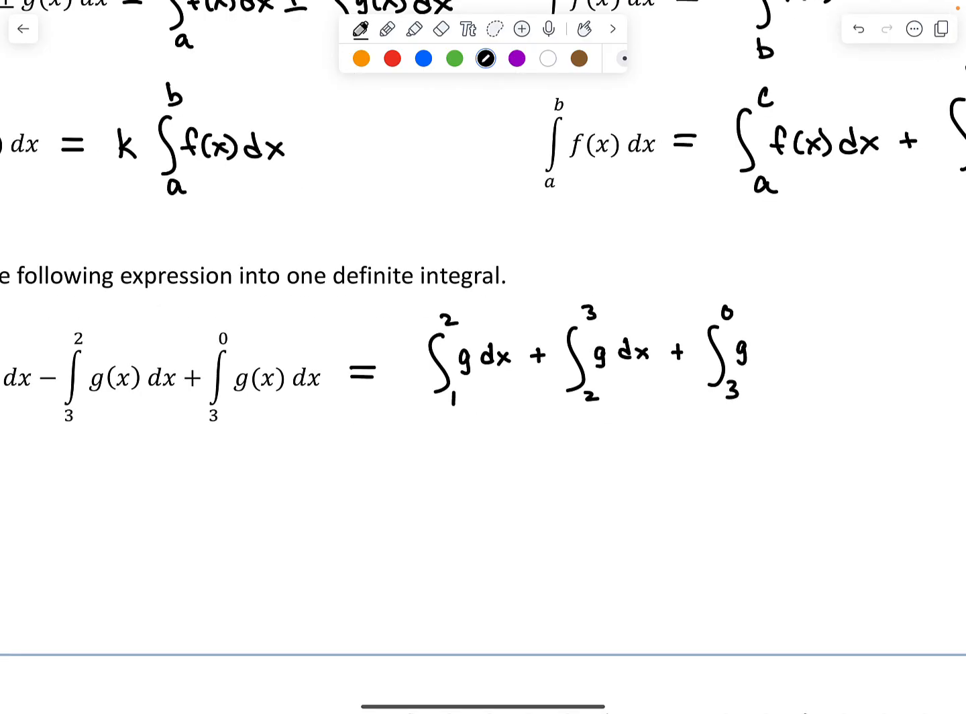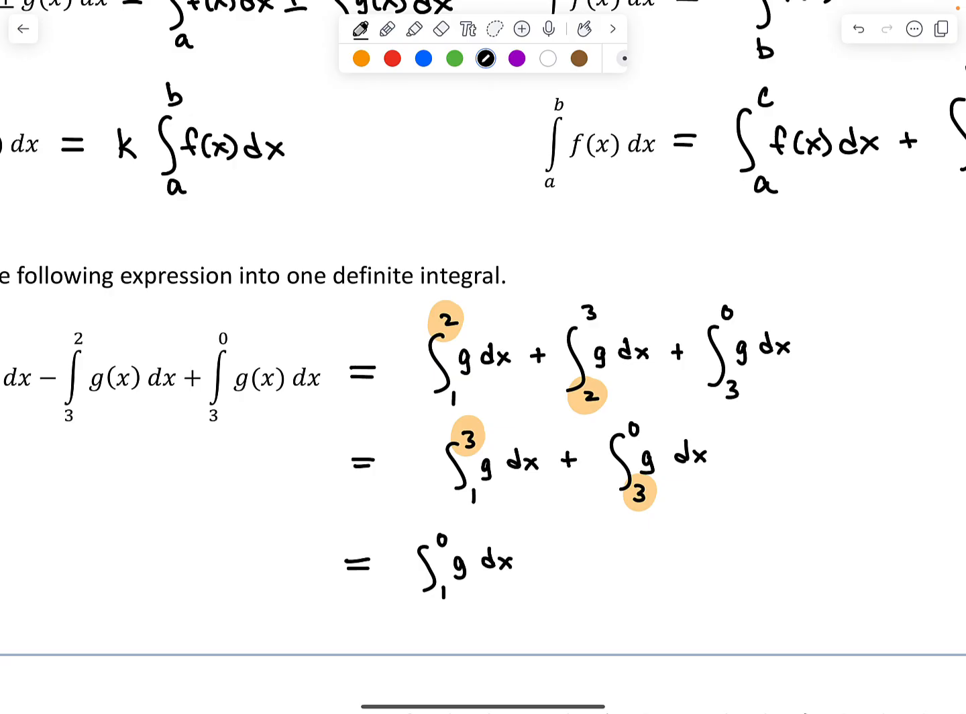and then we have the third integral from 3 to 0 of g. Well, looking at the first two, the first one ends at 2 and the second starts at 2, so I can collapse these together into one integral and integrate from 1 to 3 instead, g dx, plus an integral from 3 to 0, g dx. Well, I see this happening again. The first integral ends at 3, and the second one begins at 3. So I can collapse these yet again into an integral from just 1 to 0, g dx.